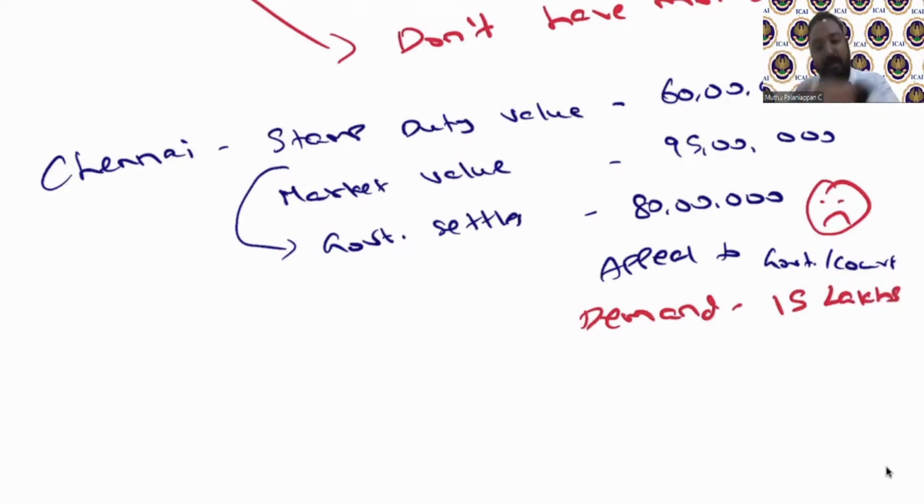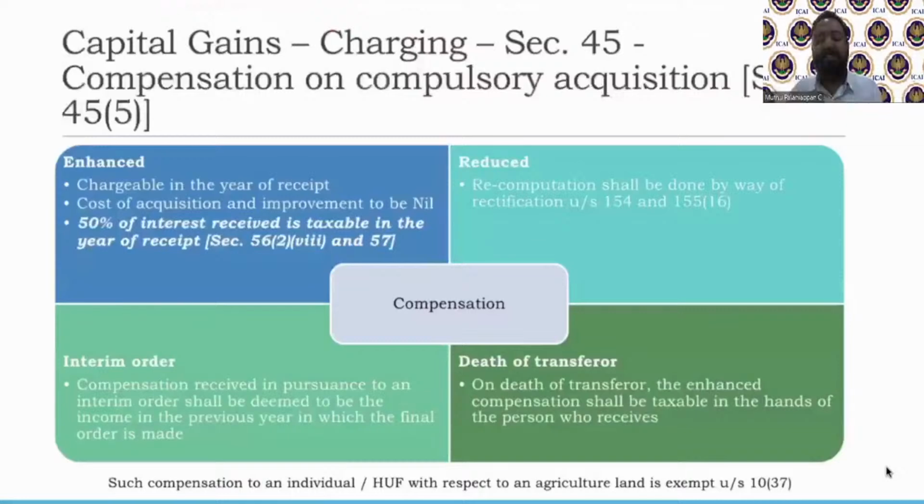After that process, I am receiving it. Finally, the court says, yes, he is perfectly right. If he had sold it outside, he would have sold it for 95 lakhs. It's not right for you to give 80 lakhs. Give him an additional 15 lakhs. So this is called enhanced compensation.